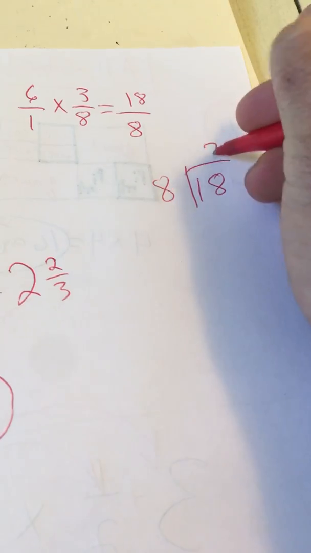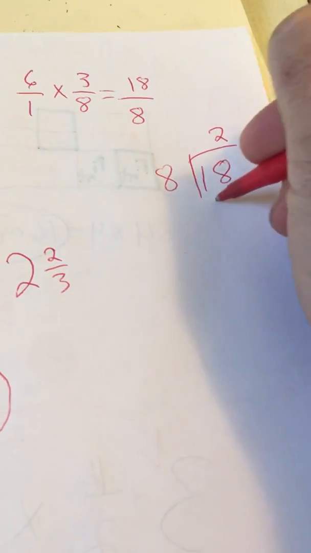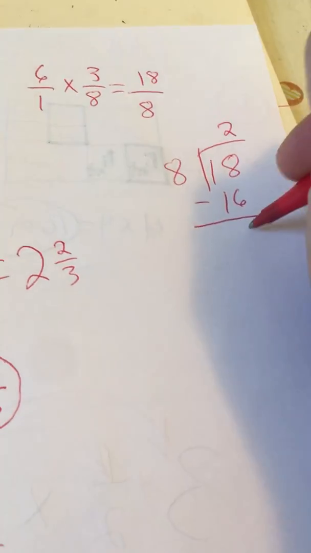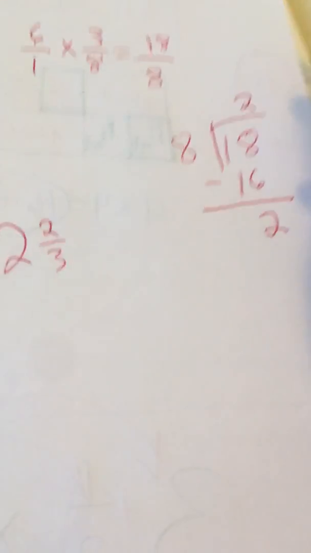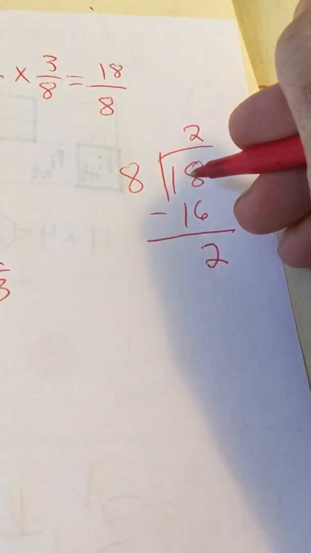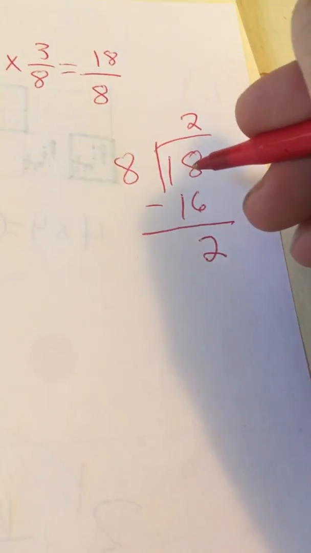8 goes into 18 2 times without going over. 2 times 8 is 16. I'm doing this quickly because you guys are the all-stars, but let me know if I should slow down and show you this. Just let me know in your assignment.